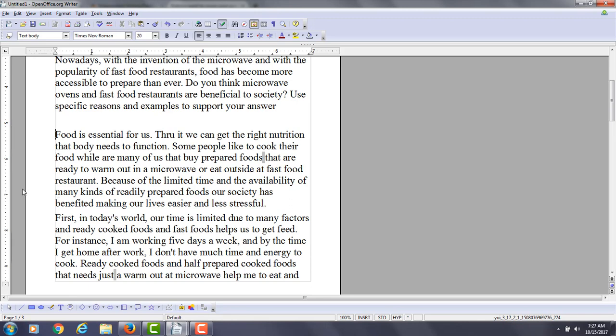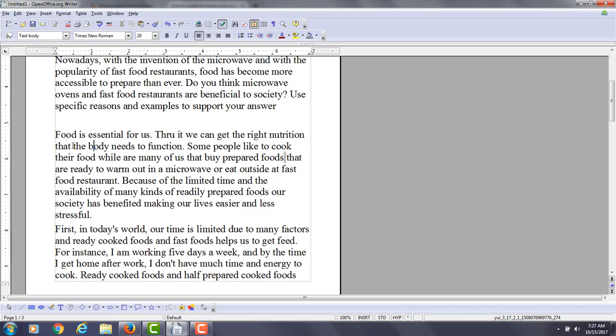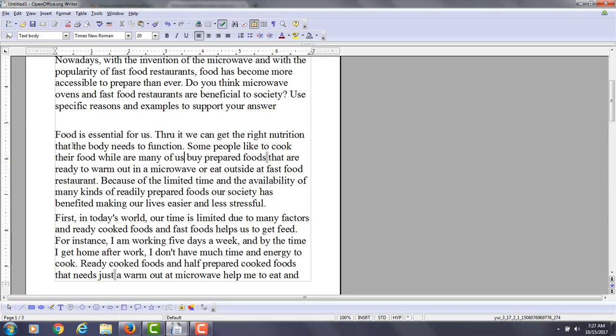All right, so let's work on your first paragraph and we'll go from there. You say food is essential for us. Through it, we can get the right nutrition that the body needs to function. Some people like to cook their food, while many of us, you don't want to say buy here, that creates a fragment. Some people like to cook their food, while many of us buy prepared foods that are ready to warm. I would just say ready to warm in a microwave or eat outside at fast food restaurants.